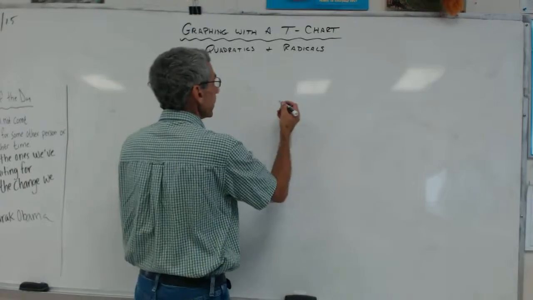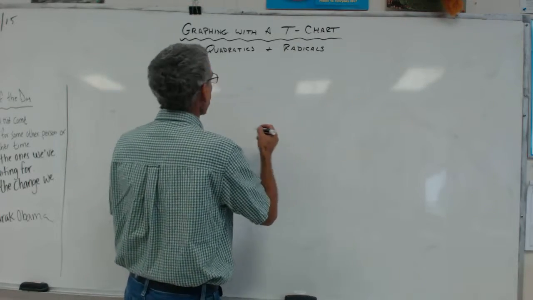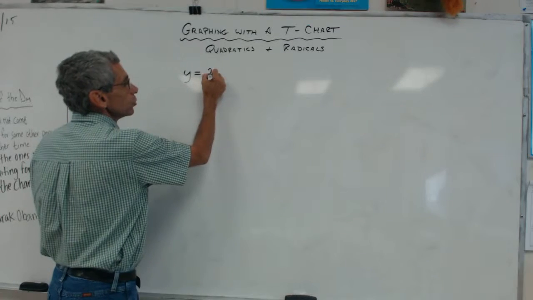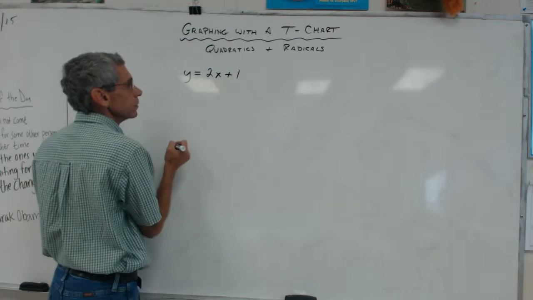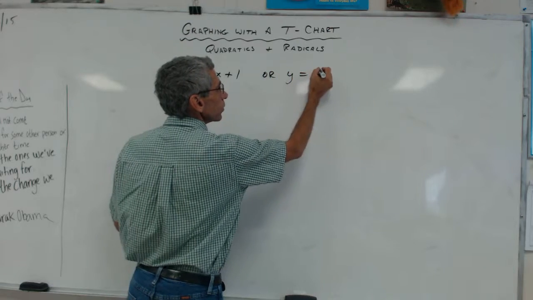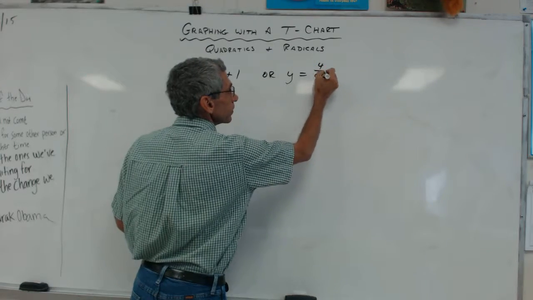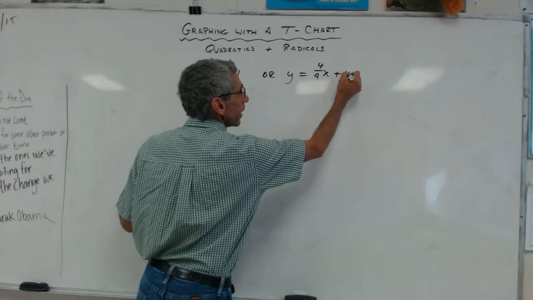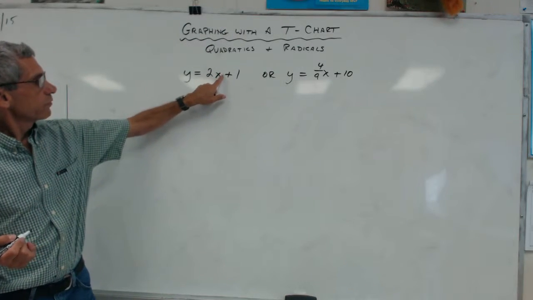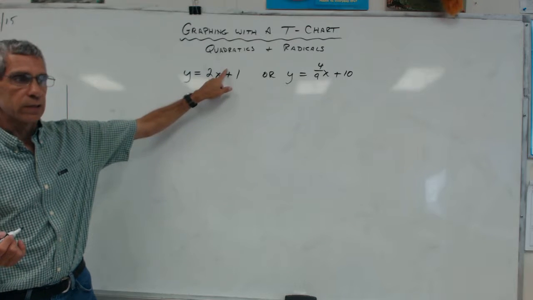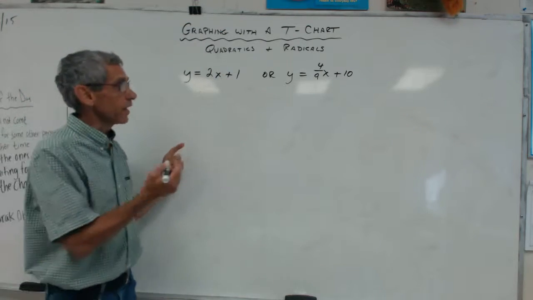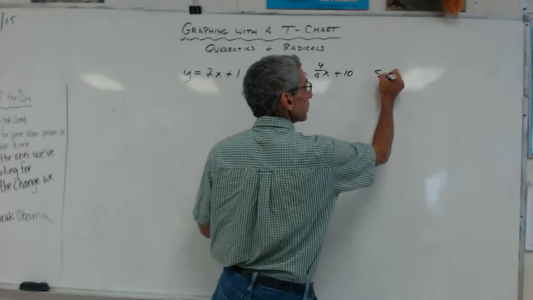Exponents, right? So if I gave you y is equal to 2x plus 1, or y equals 4/9 x plus 10, look at what's after the x. There's no exponent written, right? Which means it has an exponent of 1. That is going to be a straight line.